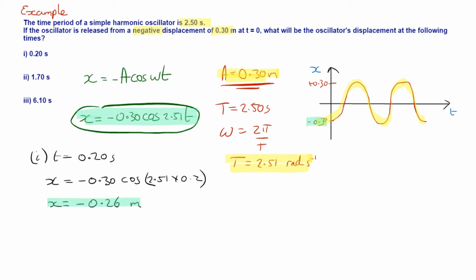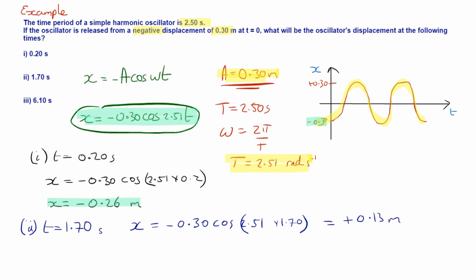Let's do the second one. We've got time equals 1.7. So pause the video and have a go at the next two, and then see if we get the same result. Okay, so at time 1.70 seconds, we just substitute that into our general equation, which is minus 0.30 cosine of 2.51, which is omega, times 1.70, and that gives positive 0.13 meters. So that's our answer for number 2.